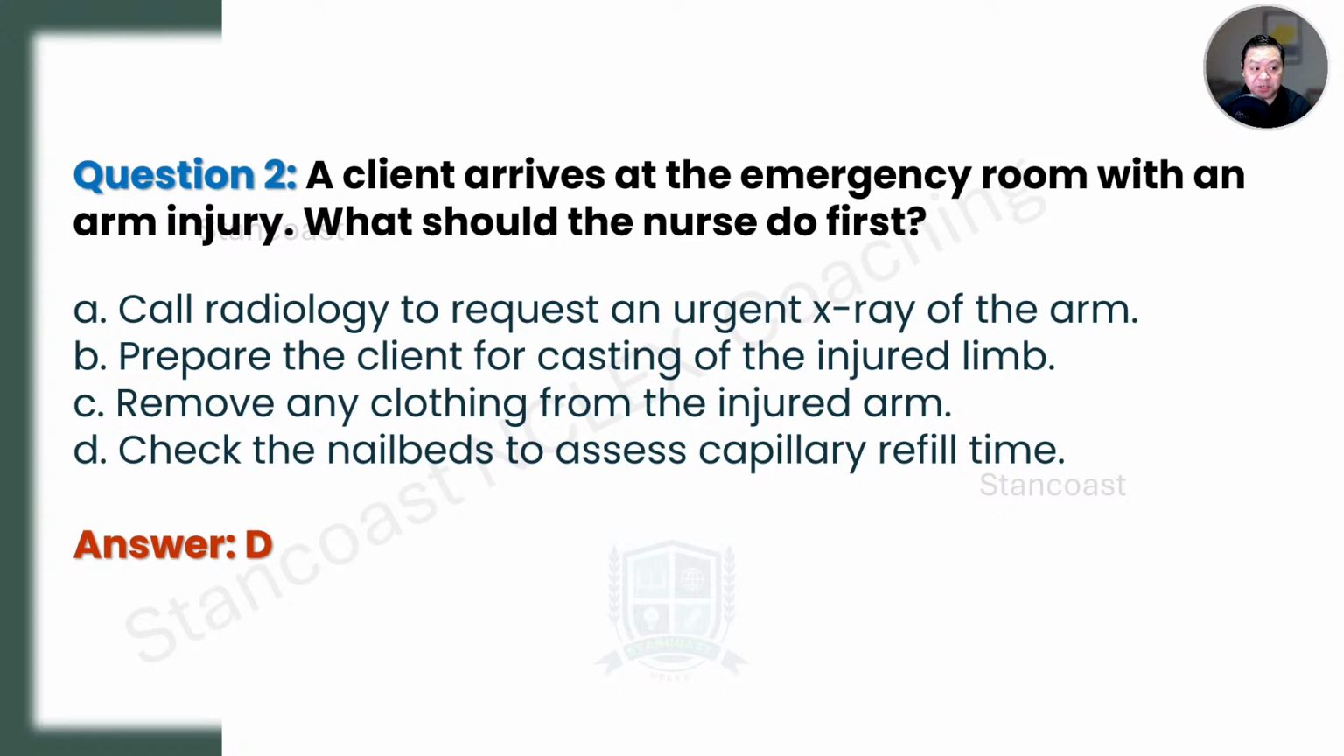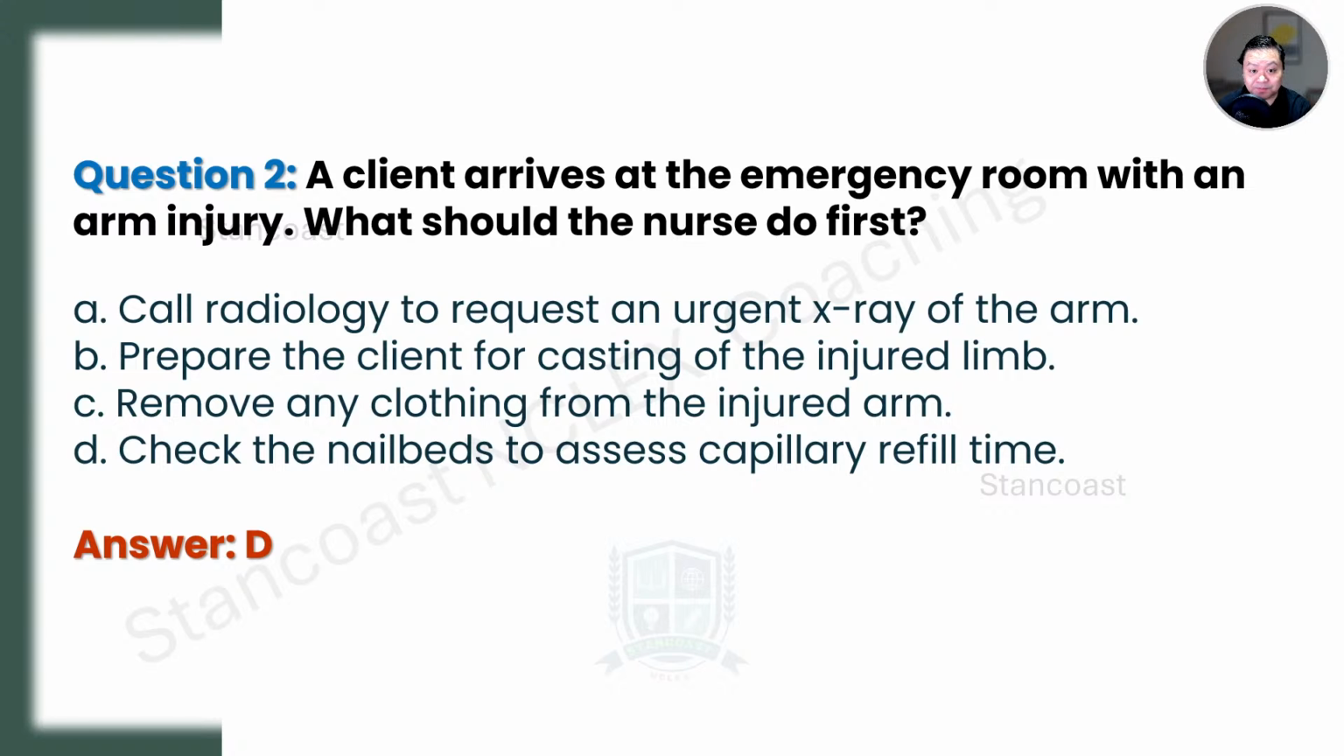If you selected letter A, call radiology to request an urgent x-ray of the arm, this is an important step, but as the RN, you need to do the circulation check first. Now, if you selected letter B, prepare the client for casting of the injured limb, this is something that can happen after your assessment has been completed. But casting can also depend on the severity of the injury and on the x-ray results, so it doesn't always happen.